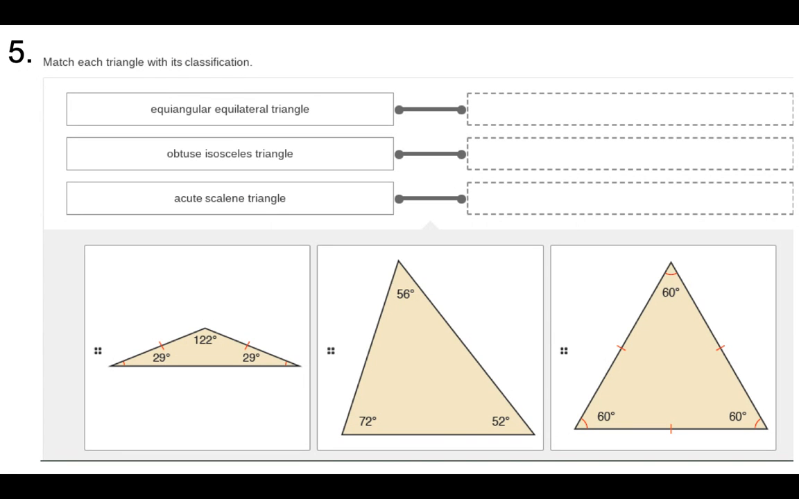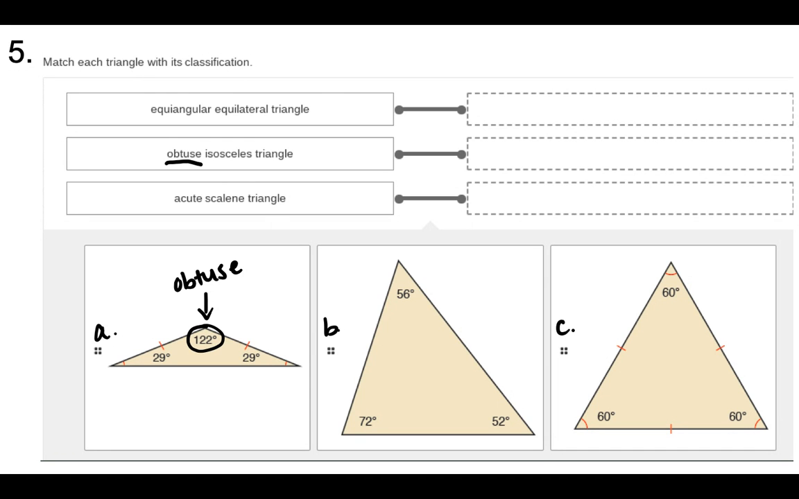So match each triangle with its classification. We have triangle A, triangle B, and triangle C. I want you to pick which name you think goes with each triangle. Ready, set, go. Okay, so what I'm going to do is look at the sides and the angles. With triangle A, I see that there is an angle that is 122. I know that this is an obtuse angle, which, if there is one obtuse angle, I'm looking at my notes right now, I know that's going to be an obtuse triangle. So I notice here it says obtuse.